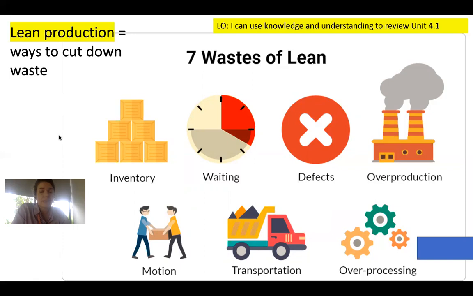Defects, this is something, if something is wrong and your product is not what the customer wanted or expected, or maybe it is incorrect, then it gets sent back and you'll have to make it again. Overproduction, maybe you make too much of a product and there's not enough demand for it. Motion, which is unnecessary movement.